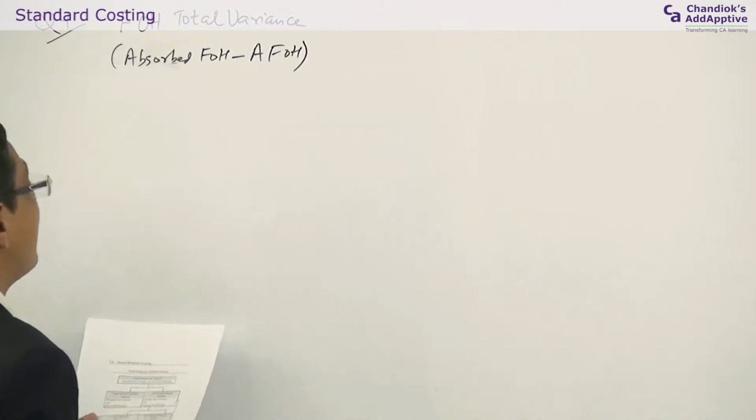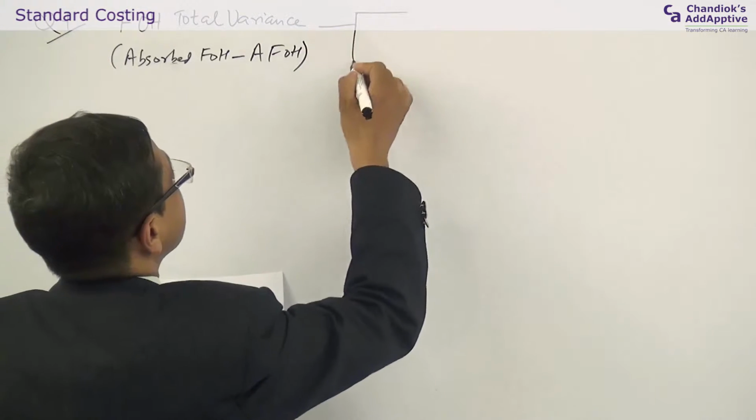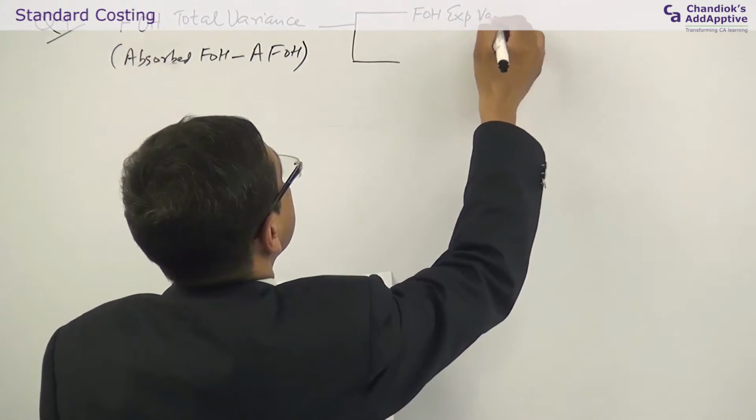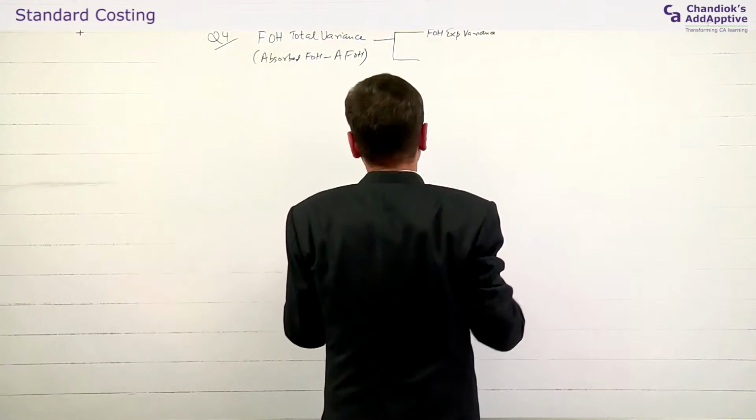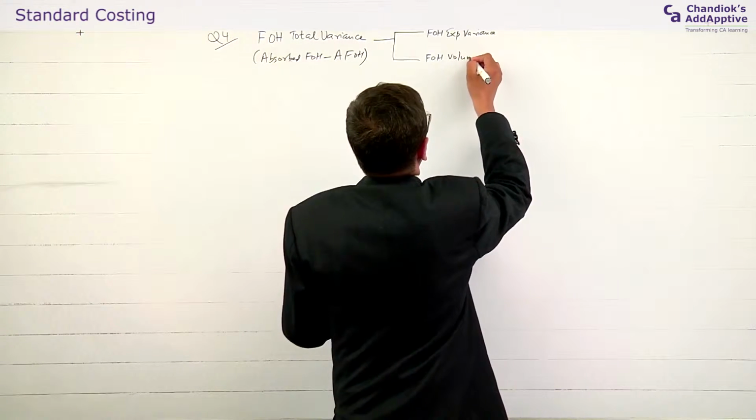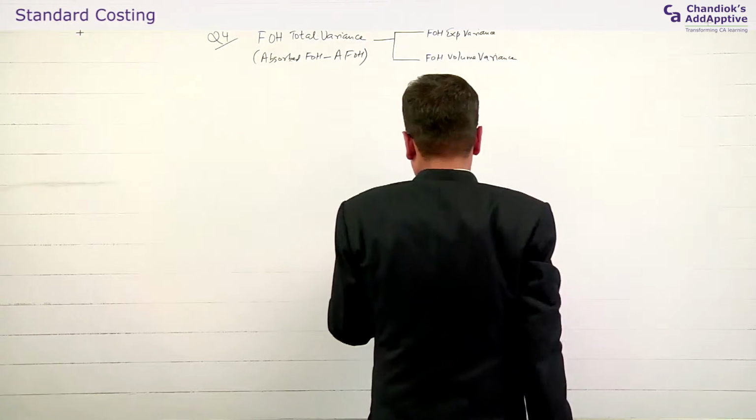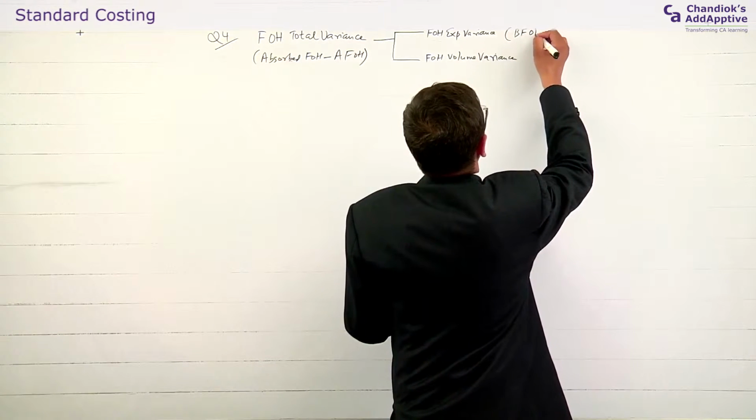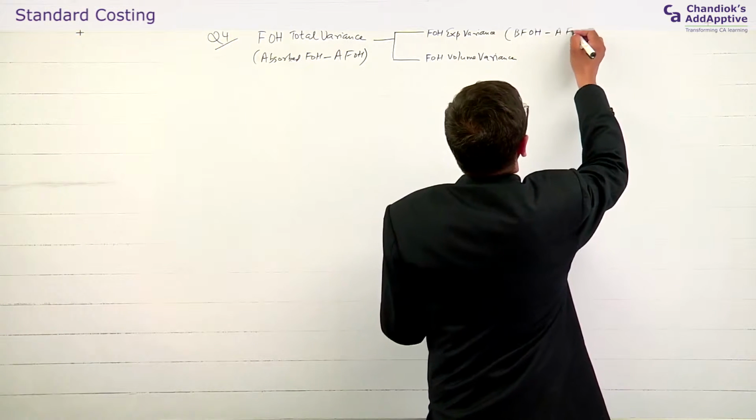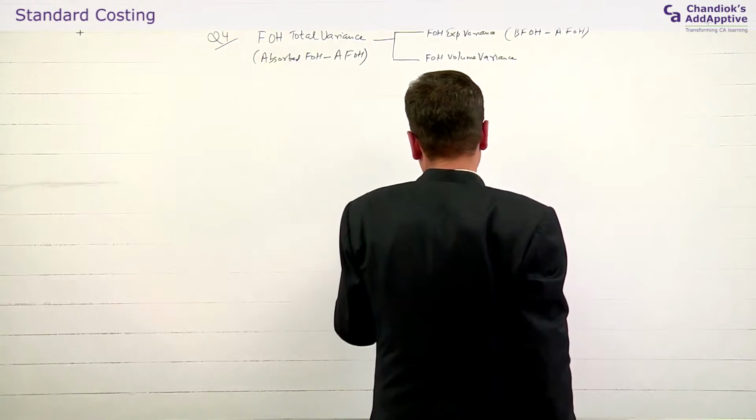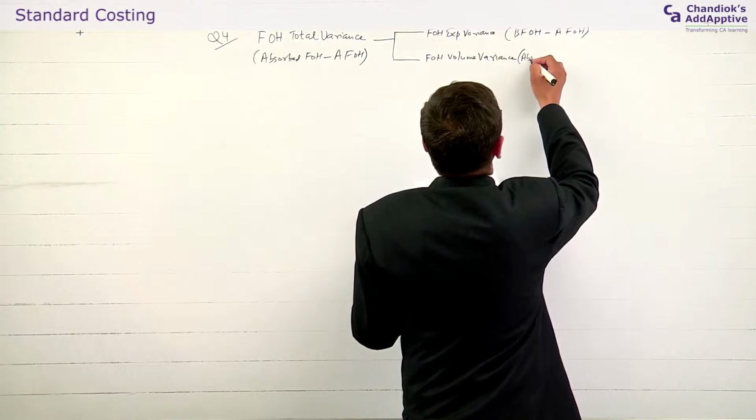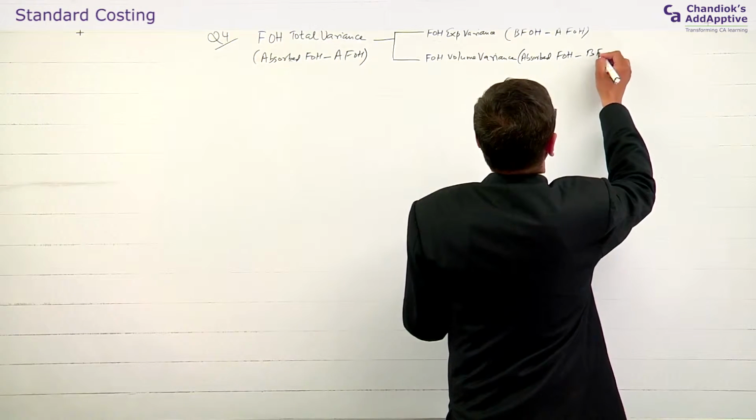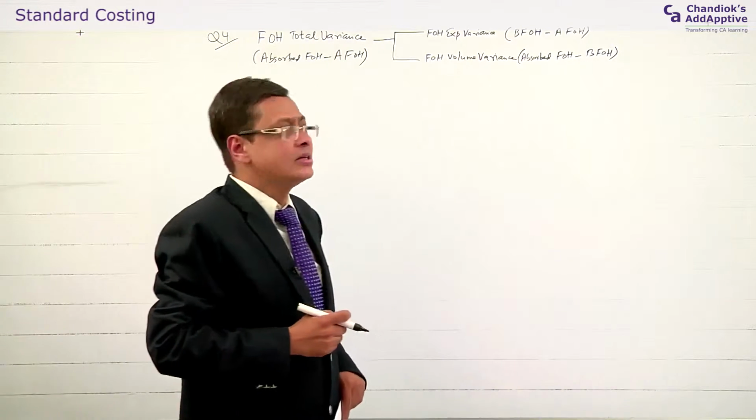So, fixed overhead total variance is composed of two elements. Number 1, fixed overhead expenditure variance and fixed overhead volume variance. The fixed overhead expenditure variance can be shown by the formula budgeted fixed overhead minus actual fixed overhead, and fixed overhead volume variance is shown by absorbed fixed overhead less budgeted fixed overhead. BFOH represents budgeted fixed overhead.